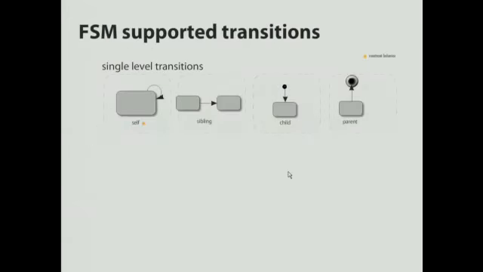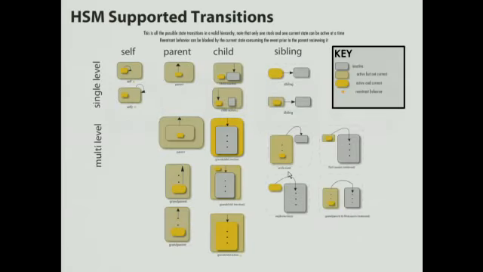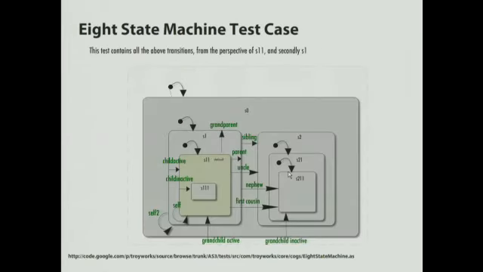These are the transitions supported by the finite state machine. You have a self transition and a sibling transition. You can assemble these as much as you want into however complex. Hierarchical states get much more complicated. You have arbitrary depths and arbitrary siblings. This is the test case, which is available. You can see the link to the source code in the bottom, which represents all the different transitions that are possible.